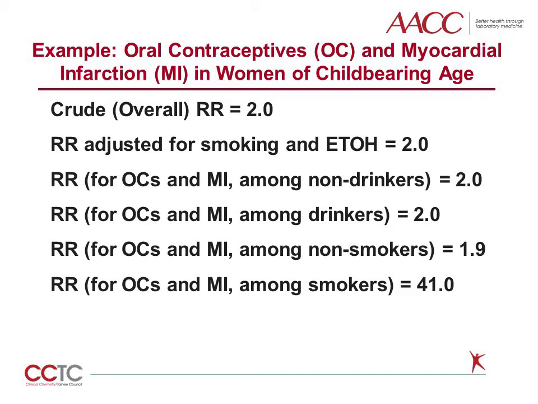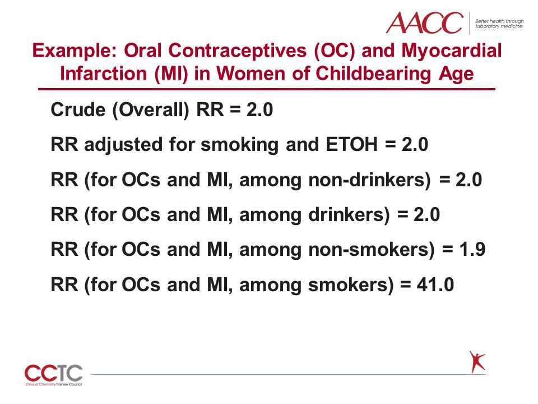I look at the relative risk, again, for oral contraceptives and myocardial infarction, but first, just among people who don't drink, and then just among people who do drink. And I notice that those two relative risks are exactly the same, 2.0. The relationship between oral contraceptives and myocardial infarction is a twofold increased risk regardless of if you drink or don't drink. That will make no difference.